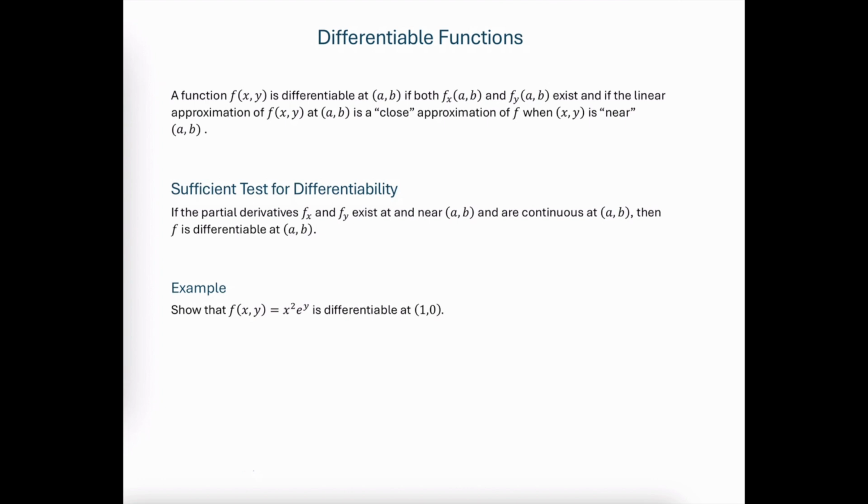Showing a function is differentiable based on that definition is kind of tedious, so we're going to look at another test for differentiability that we'll say is good enough. Basically this test says we need to find the first partials with respect to x and y, make sure they exist at the domain element but also near the domain element in question, and we also want to make sure that those first partials are continuous at that domain element. And then, if all of that is true, we say that the function is differentiable at (a, b).